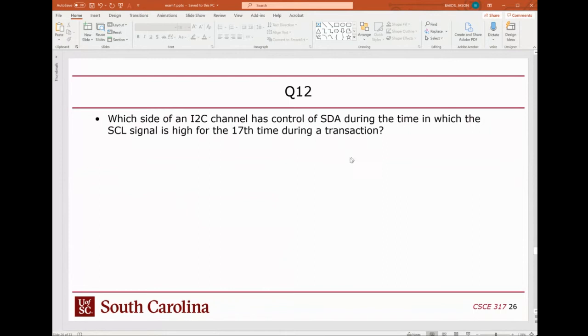Another I squared C channel question, question 12. Which side of an I squared C channel has control of SDA during the time in which the SCL signal is high for the 17th time during a transaction? Okay, this is a little bit tricky. So this is the 17th bit slot. So obviously this would be in the data portion of the transaction.